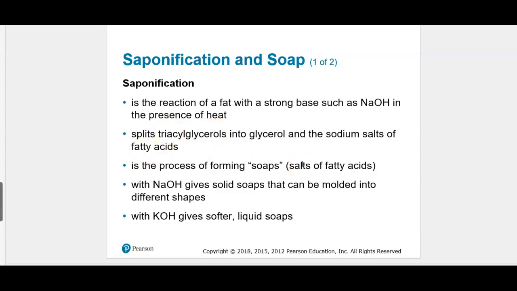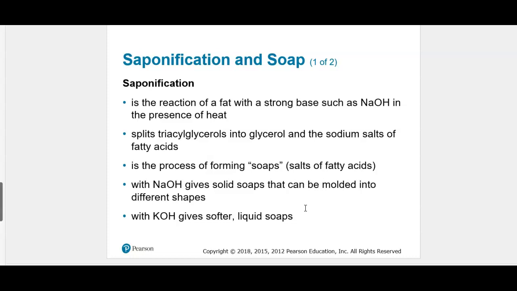you get glycerol and you get the sodium salts of the fatty acid. Well, if you're using sodium hydroxide, you get the sodium salts of the fatty acid. You could use potassium hydroxide, in which case you're going to get the potassium salts, or calcium hydroxide, probably a few others. And you form soaps, which are salts of fatty acids. Pretty simple process. You've got sodium hydroxide or potassium hydroxide.